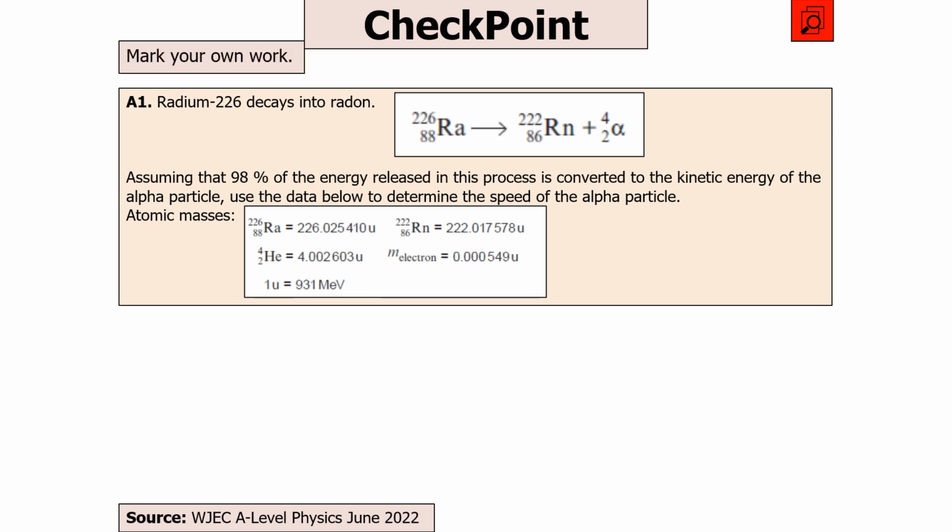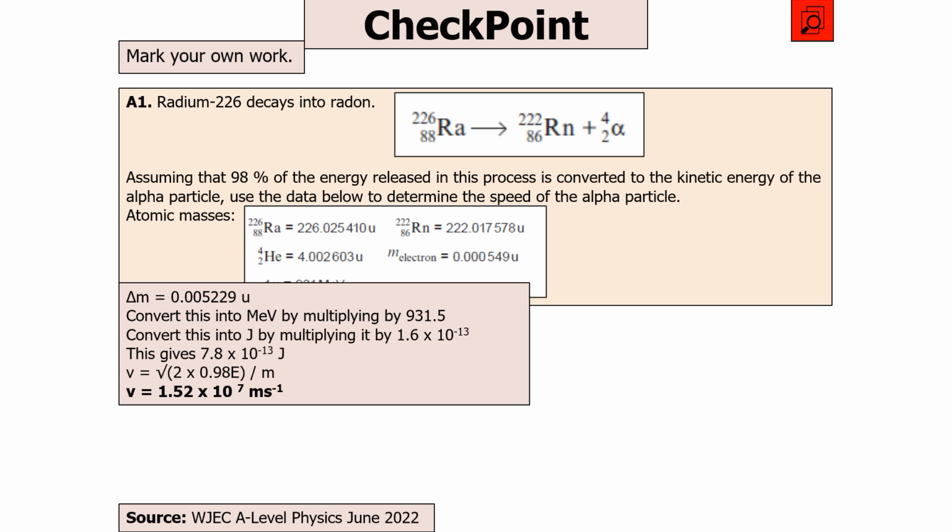Right, in this question, we can work out the change in mass by doing the mass before and the two masses afterwards and finding the difference. So we find it to be 0.005229 u. We convert this into mega electron volts by using a bit of a cheat, multiplying by 931.5. We can then convert this into joules by multiplying by 1.6 times 10 to the minus 13 because it's mega electron volts. So it's 7.8 times 10 to the minus 13 joules.